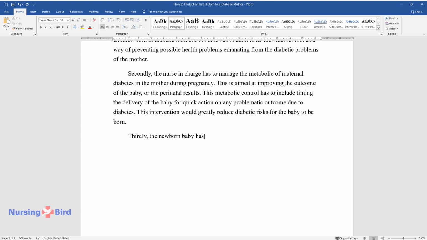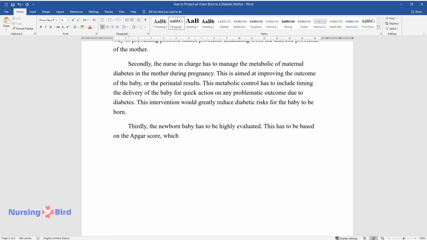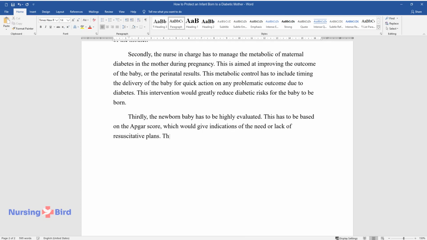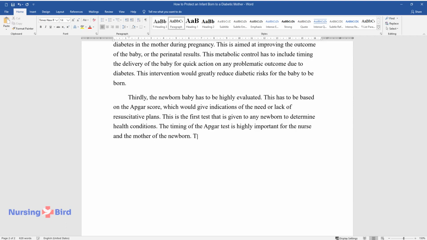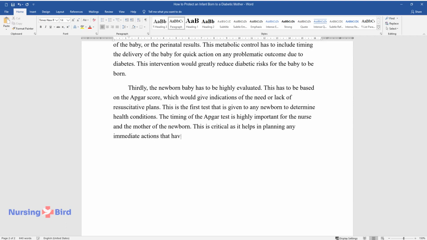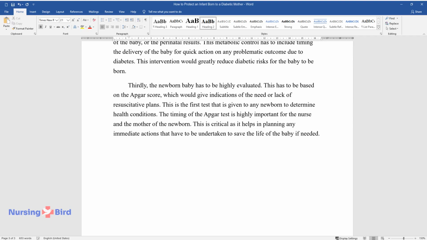Thirdly, the newborn baby has to be highly evaluated. This has to be based on the APGAR score, which would give indications of the need or lack of resuscitative plans. This is the first test that is given to any newborn to determine health conditions. The timing of the APGAR test is highly important for the nurse and the mother of the newborn. This is critical as it helps in planning any immediate actions that have to be undertaken to save the life of the baby if needed.